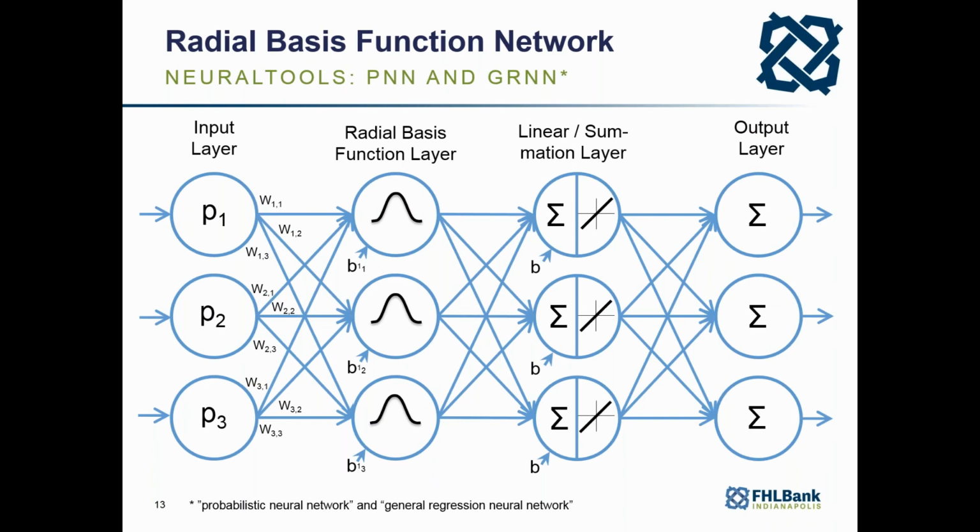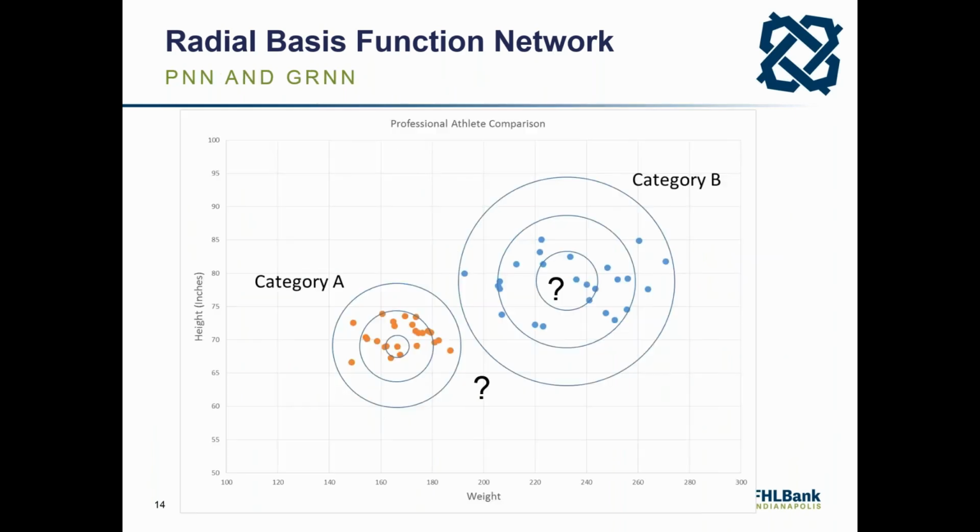The only difference is, and I'll show you on the next slide, say I have a bunch of data. So here's two-dimensional data, which is height on the y-axis and weight on the x-axis, and I'm trying to do a category between two professional athletes. Let's say one is a basketball player and the other is, let's say, a ballerina or a jockey or something like that, somebody who's going to be light and small versus tall and heavy.